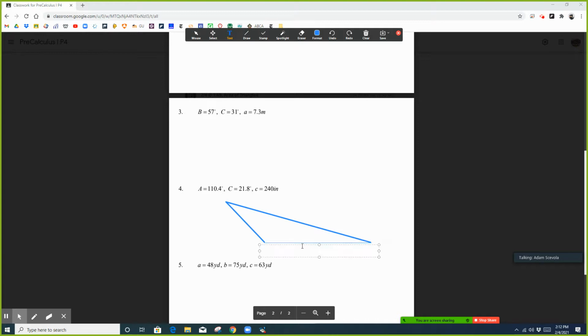All right, so this angle, we'll call this angle A because I made it look obtuse. This would be 110.4 degrees. Then this looks like 21 degrees, so we'll make this C equals 21.8 degrees. And then this by default would have to be angle B. And this would be side C. We know that would be 240 inches.